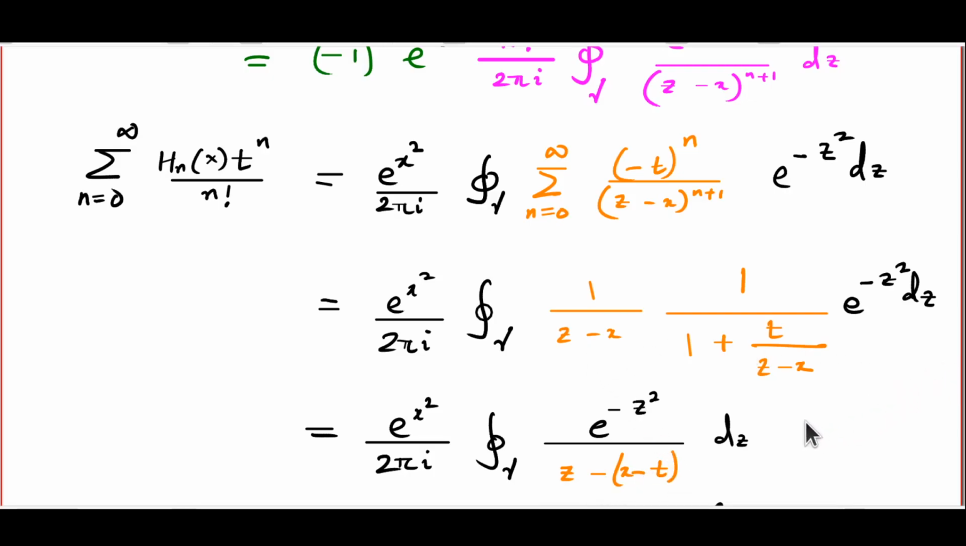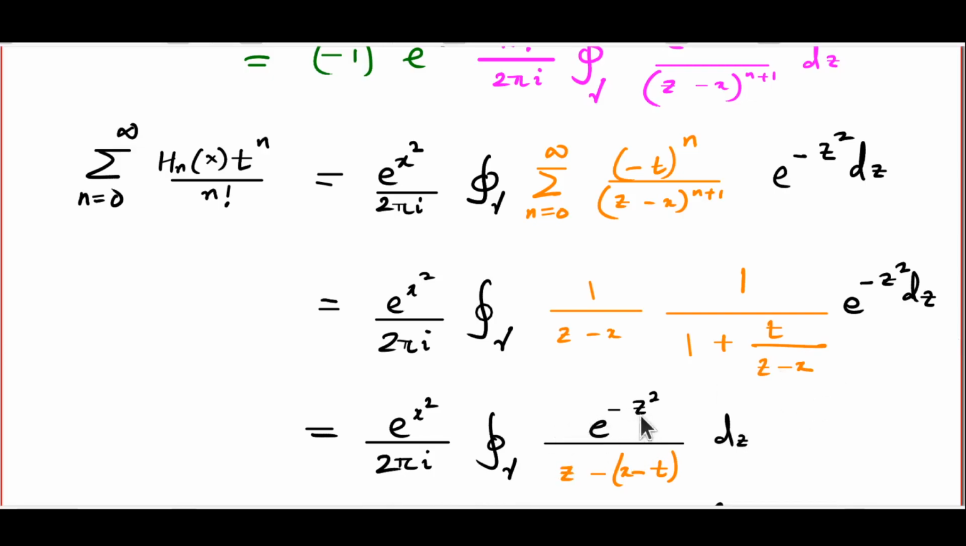So now what happens is that my contour, which has a large radius, now has a singularity inside. The singularity is at x minus t. So we can now simply use the Cauchy residue formula, another of Cauchy's masterpieces, to simply evaluate this integral.